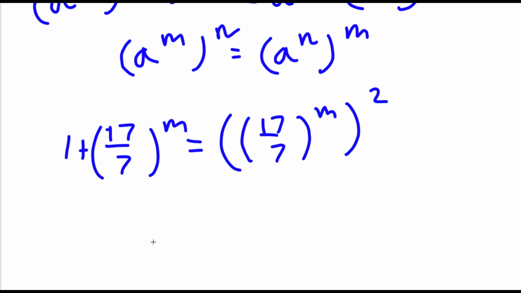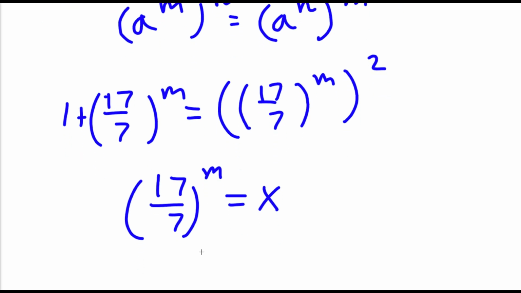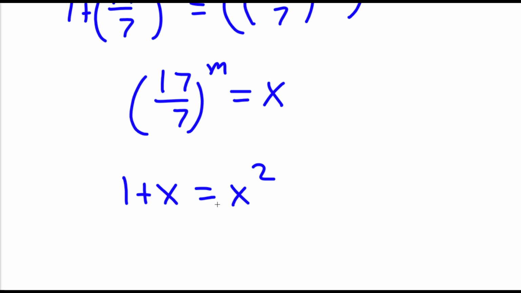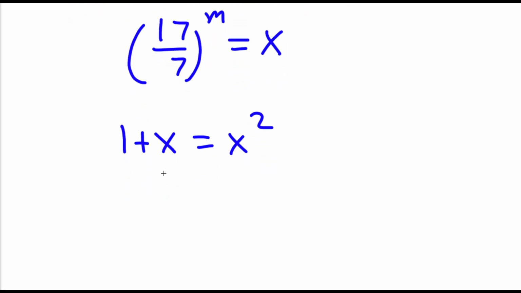Now I'm going to let 17/7 to the power of m equal x. So now I have 1 plus x is equal to x squared. So now I can subtract x and subtract 1 on both sides. So now I get x squared minus x minus 1 is equal to 0.